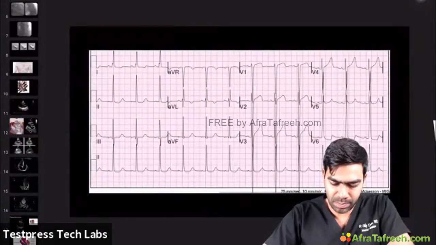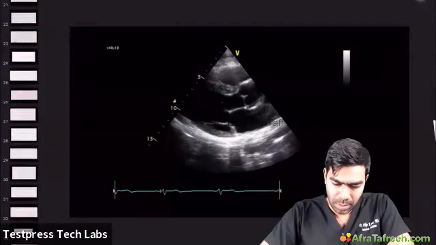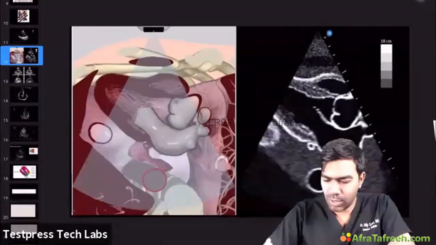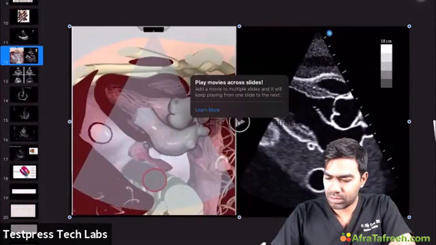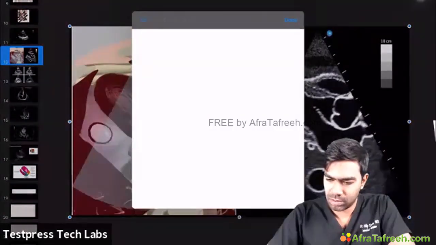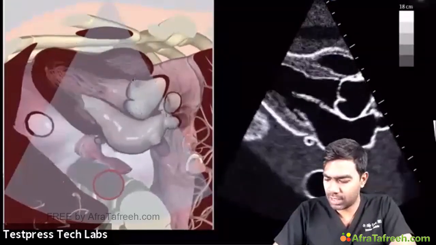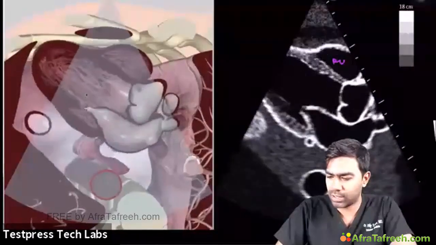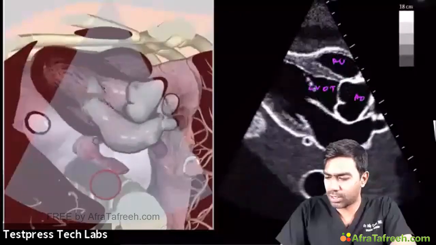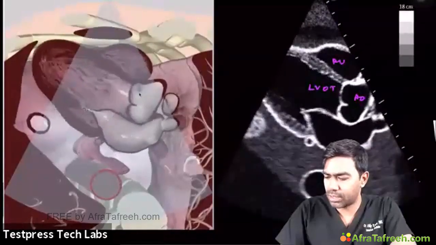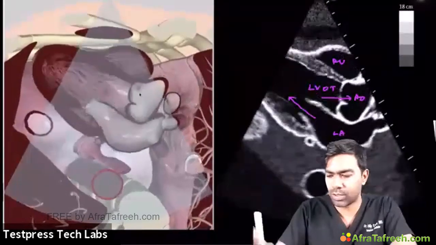If you take a parasternal long axis view, this is a view I generally prefer. What you see really is the right ventricle, and we're talking about the left ventricular outflow tract here, and this is the aorta, and this is the left atrium, and this is the inflow that is coming inside, and this is the outflow that is going outside.